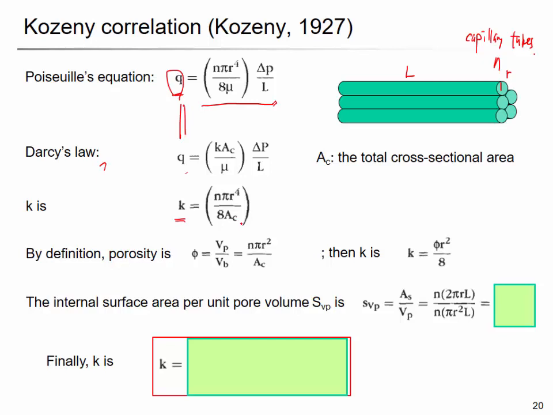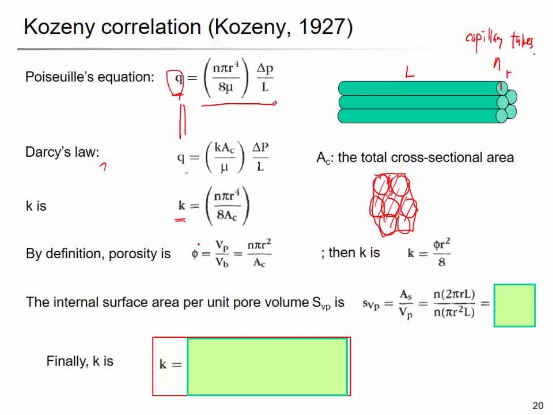cross-sectional area. The cross-sectional area is, if the capillary tube is in this direction, then the total area is all of this. So that's the cross-sectional area. By definition, porosity will be n times pi r squared over AC. So this is the area that the fluid is passing through, and AC is the total cross-sectional area.